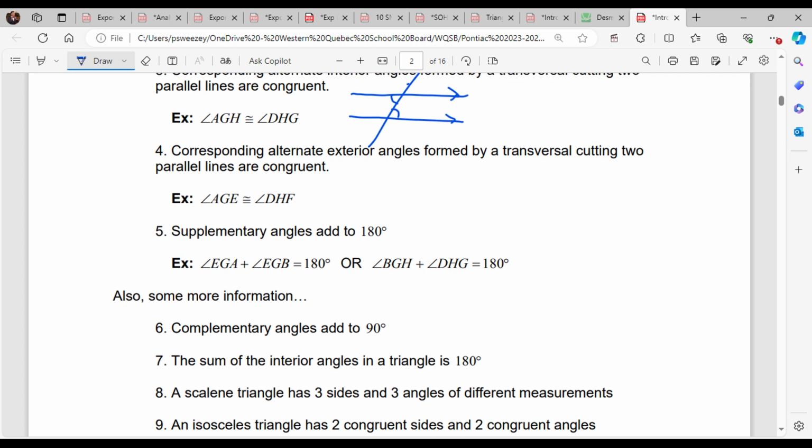Corresponding alternate exterior. Ooh. Same thing. Two parallel lines, okay, being cut. The alternate exterior is talking about that angle and that angle there, outside of the parallel lines. Corresponding in that they are the same. Right?